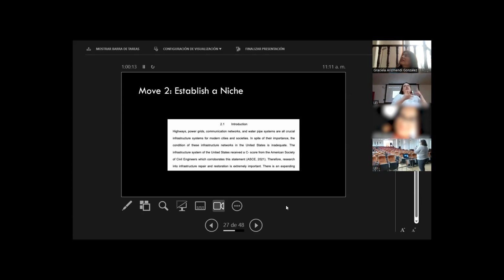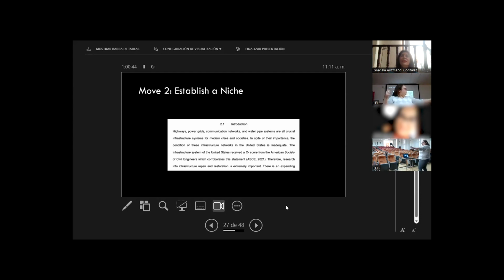Exactly. It says it's inadequate, right? So we know that this thing is true, that these are important, but current infrastructure in the US is inadequate. And the next sentence is to give examples of that, right? It says, oh, we got a C- on our test score from the engineers. Right? Who said this? And also because it says at the beginning of the sentence, "in spite of their importance," that is a key phrase that can help us to identify something.